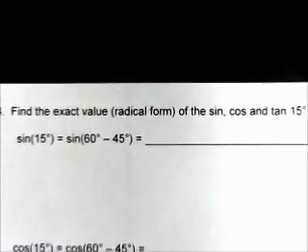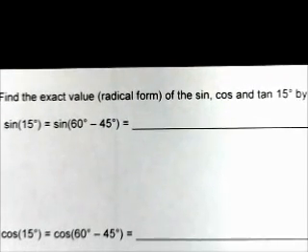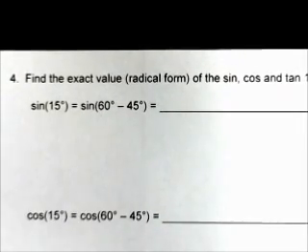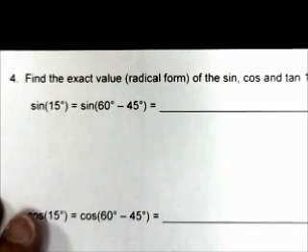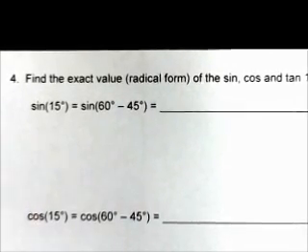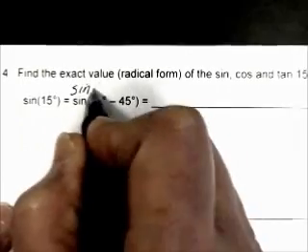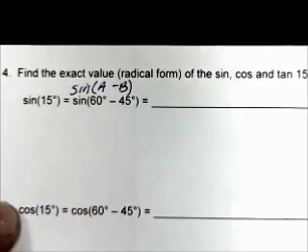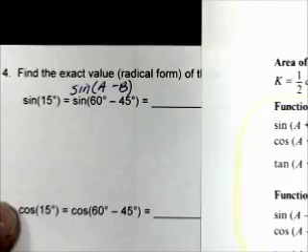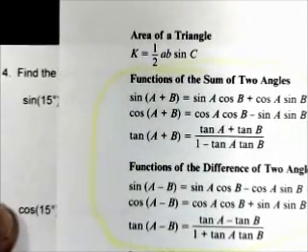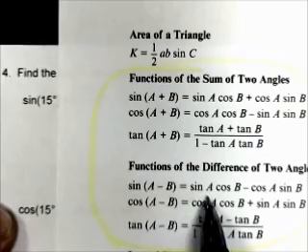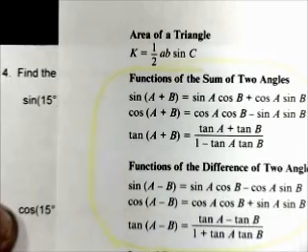Next page, we want to find the exact value of sine, cosine, and tangent of 15 degrees by using the formulas. Okay, so here we have the sine of 15 degrees. Well, 15 is equivalent to 60 minus 45, so this is the sine of a minus b. Looking at our formulas, the sine of a minus b is here: sine a times cosine b minus cosine a times sine b.